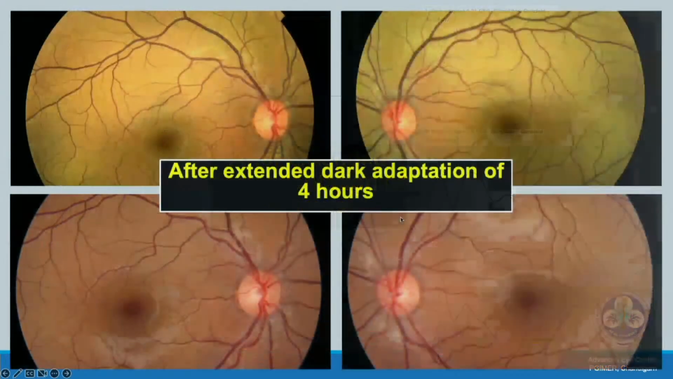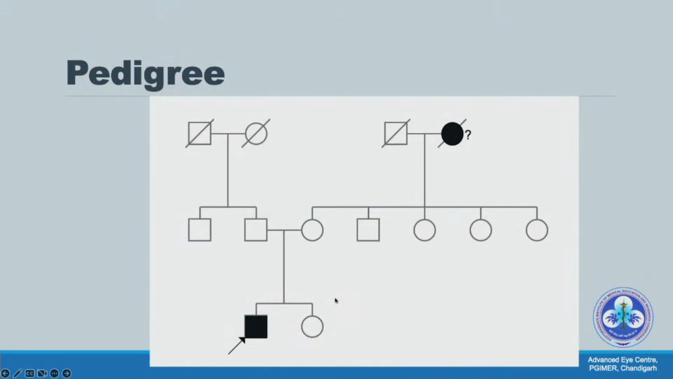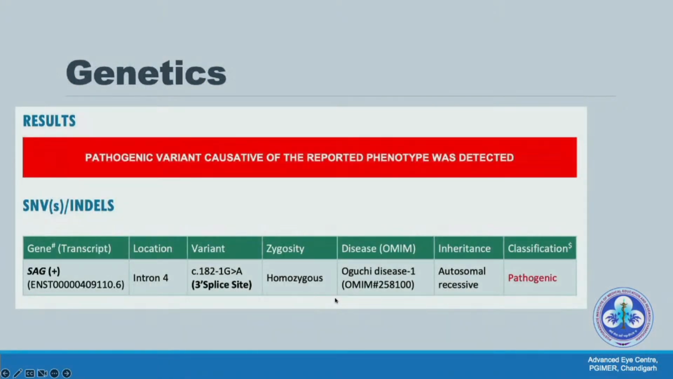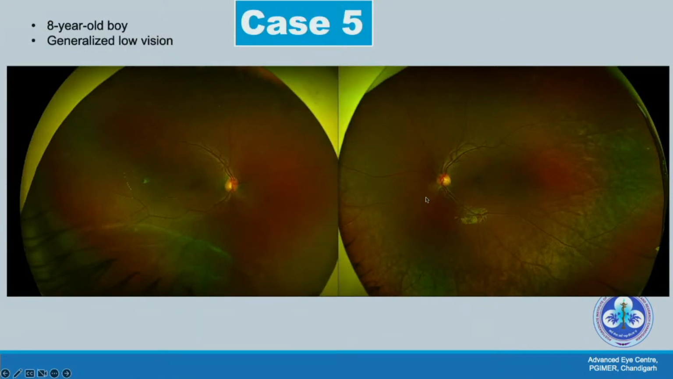And this case was a case of Oguchi's disease, what you talk of as the Mizuo-Nakamura phenomenon. After the extended dark adaptation, the color of the fundus also changes. From this golden sheen fundus, you get back to a normal colored fundus. This is the Mizuo-Nakamura phenomenon in Oguchi's disease. Again, ERG helping you with it, and again genetics supplementing your diagnosis with a pathogenic mutation. And of course, you go on to the families and you test them also.